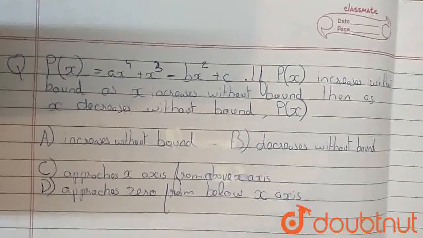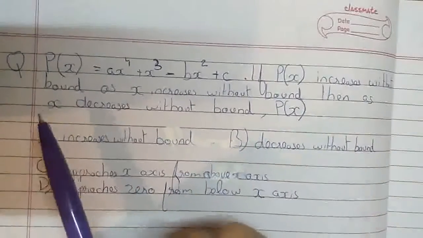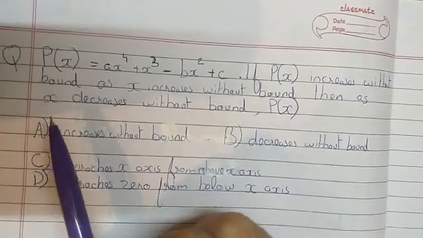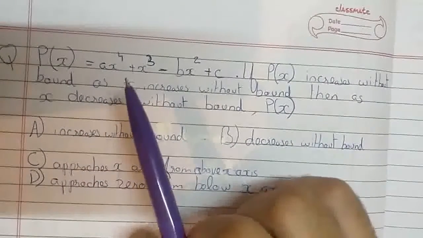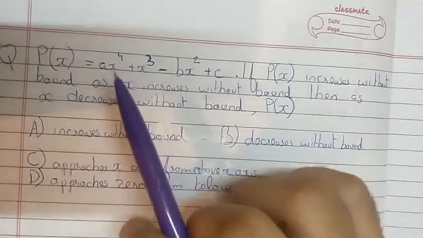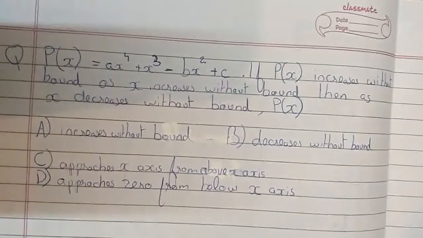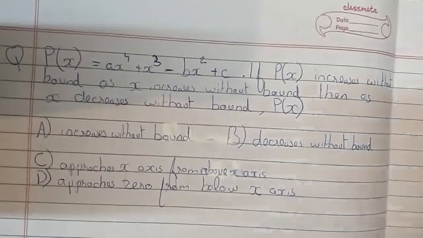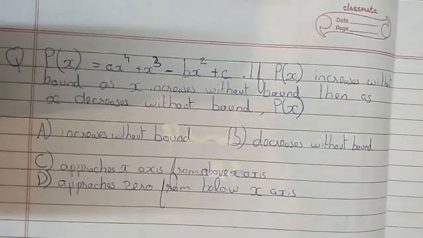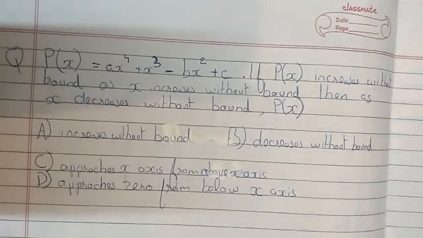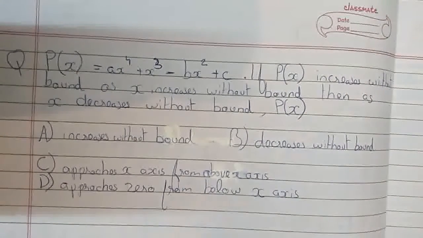Alright, so in this question we are given this function p of x, which is actually a polynomial function of 4th degree. The highest power of x is 4. Now it has told us that if p of x increases without bound as x increases without bound, then as x decreases without bound, what happens to p of x?